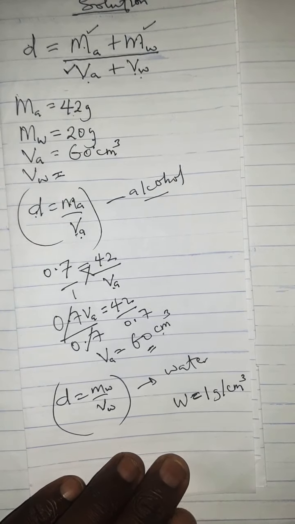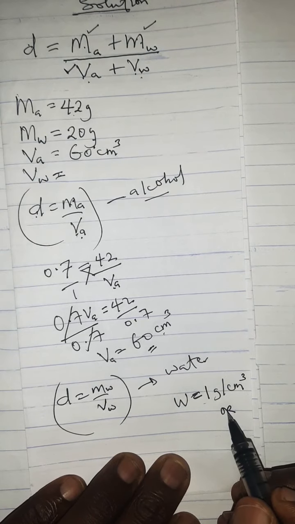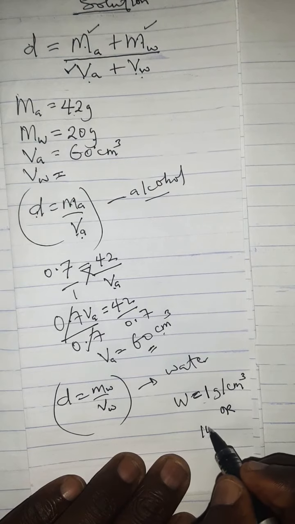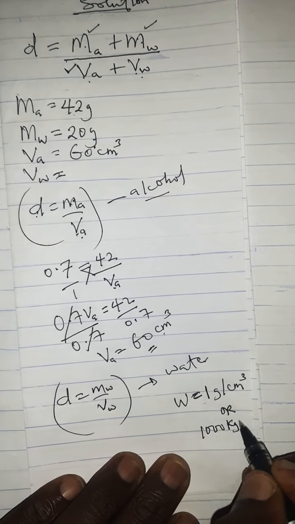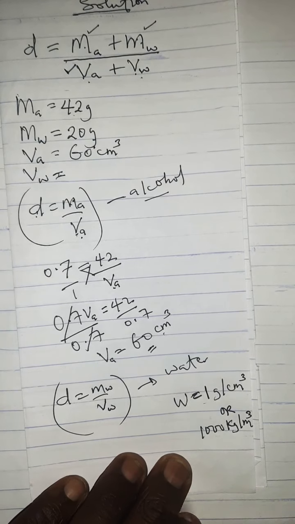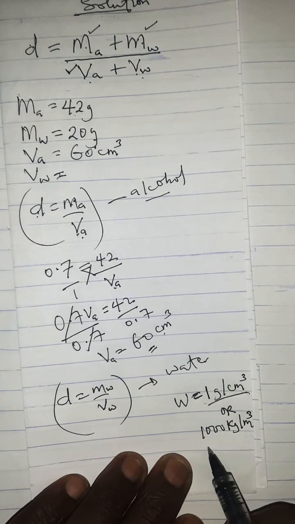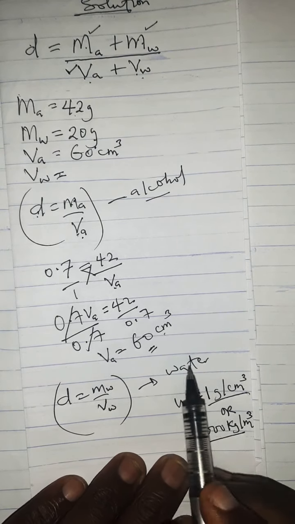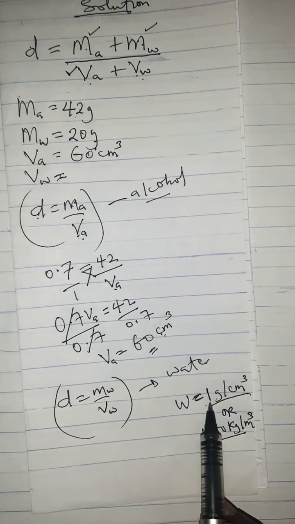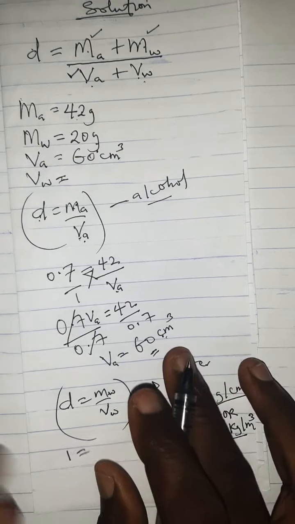Do not forget it. Or if you want to convert the 1 gram per centimeter cube to kilogram per meter cube, just multiply the 1 by 1000. So 1 times 1000 gives you 1000 kilogram per meter cube. So have that at the back of your mind, that the density of water is either 1 gram per centimeter cube or 1000 kilogram per meter cube. But because everything here is in gram and centimeter cube, we are going to use this particular density of water, which is 1.